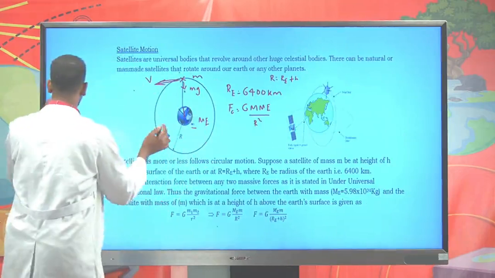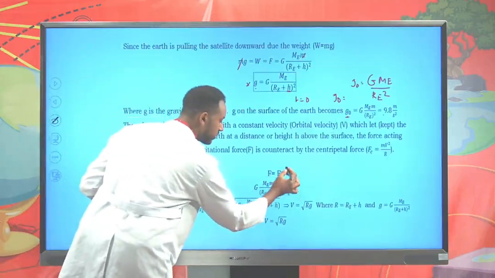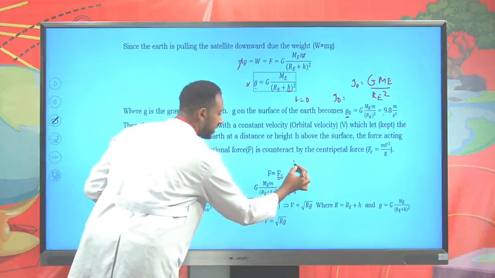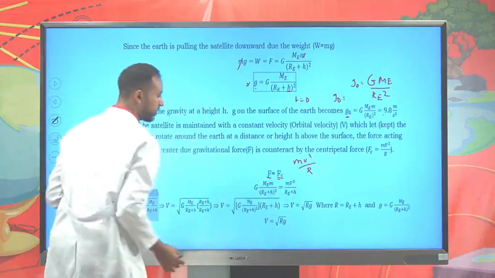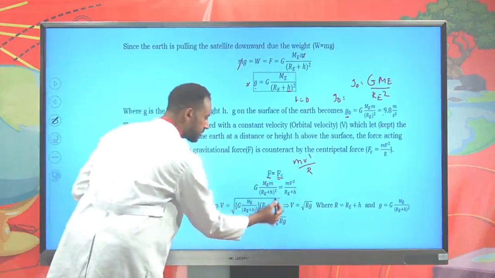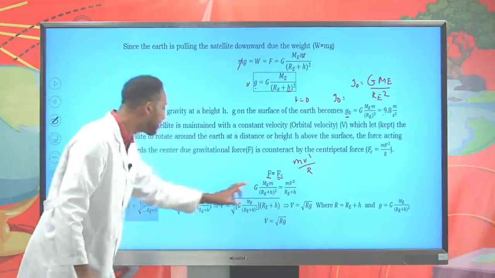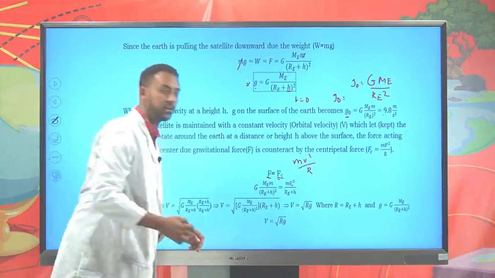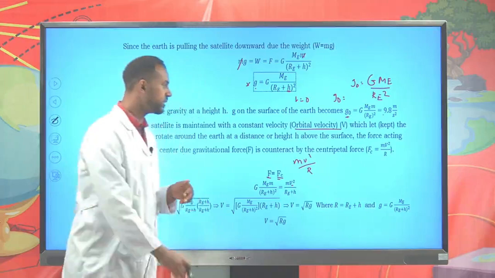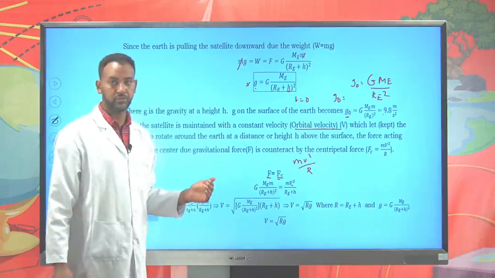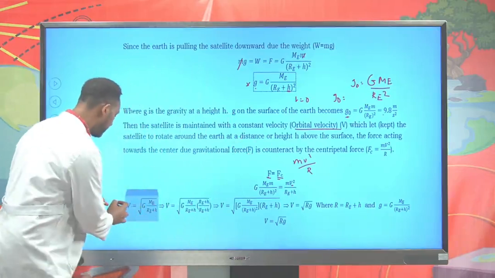Therefore, equating these two equations, the centripetal force, which is due to the tangential velocity, is given as mv squared over r. And we have a gravitational force, G times mass of the Earth over the radius of the Earth plus h squared, or r squared. So equating these two equations, it's possible to find the tangential velocity. And that tangential velocity for satellites is known as orbital velocity. So this is how we determine the orbital velocity.